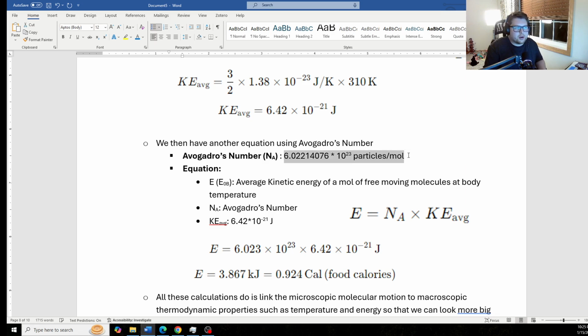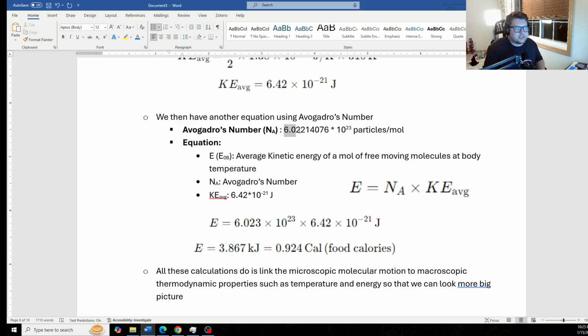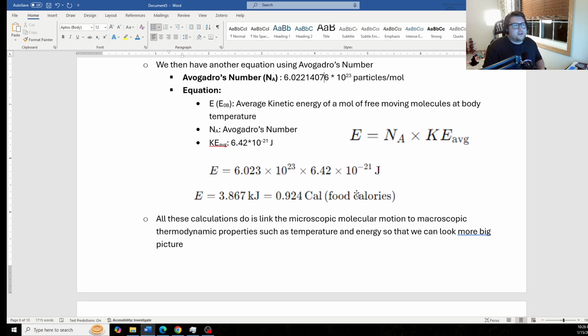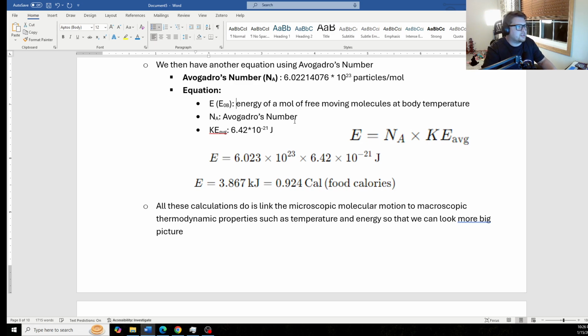We know the number and then we're good to go. A lot of times it's abbreviated to 6.022, and you can eliminate all that 14076 stuff. So we have another equation. The kinetic energy of a mole, that bigger number of free moving molecules at body temperature, is equal to Avogadro's number multiplied by that number we found earlier. And then we do some fancy little conversion going from joules to kilojoules and then to calories.